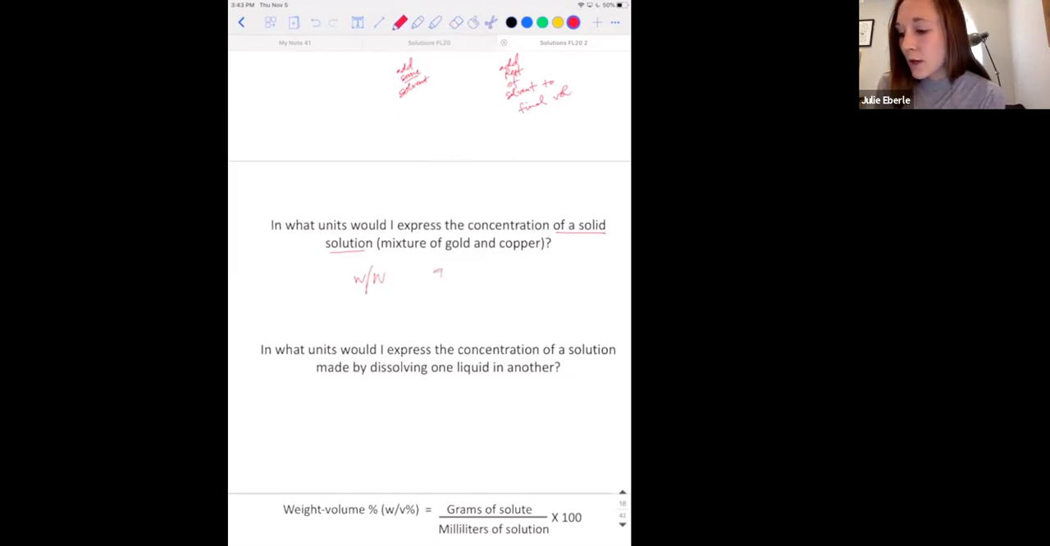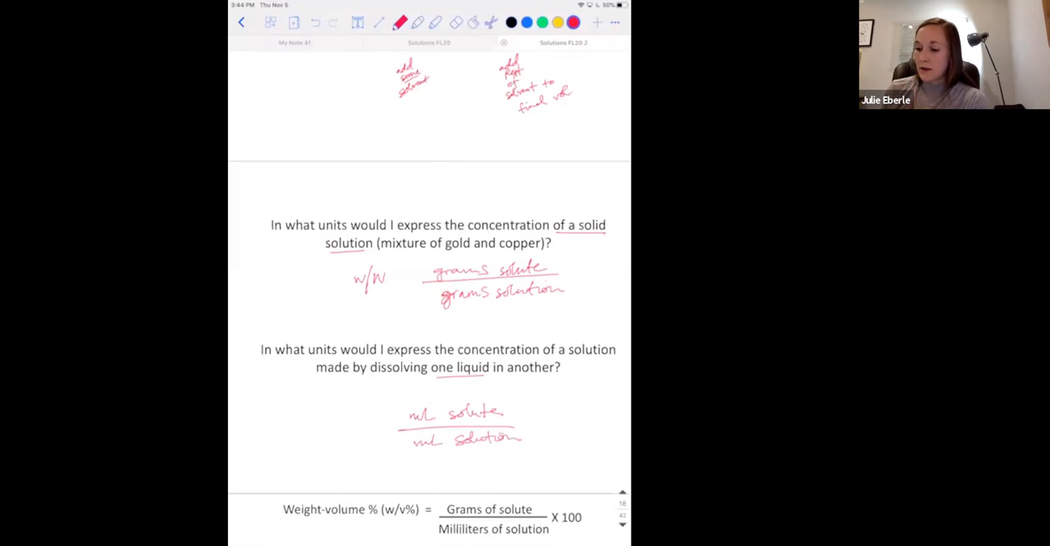So you would do grams of solute per, you could use grams or milligrams, grams of solution. Because you're talking about solids, and grams, weights, talk about solids better than units of volume. Volume is for liquids. On the flip side, if you have two liquids, instead of grams and grams, you could use milliliters of solute and milliliters of solution.